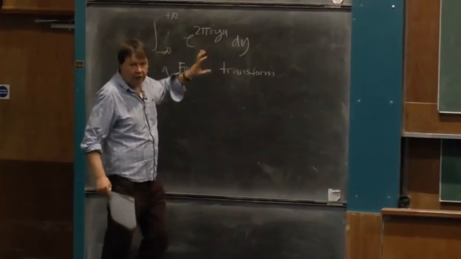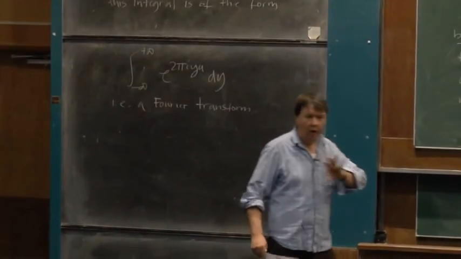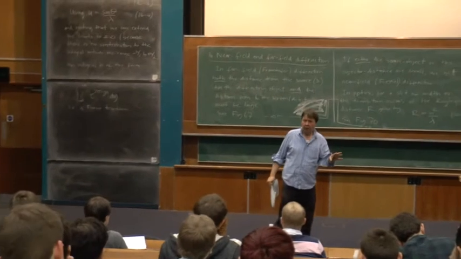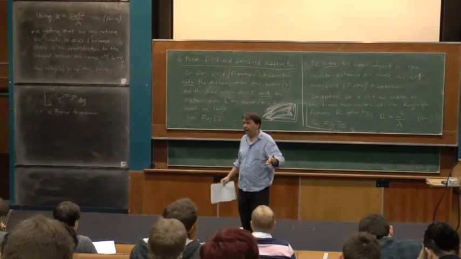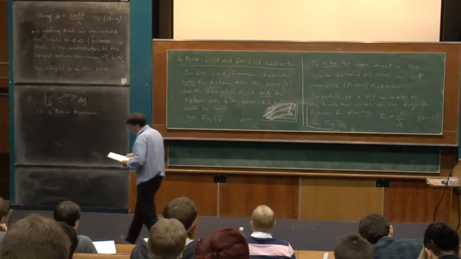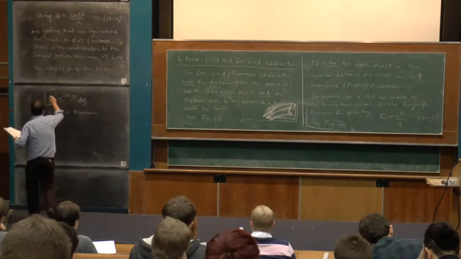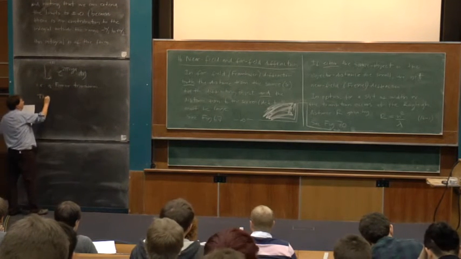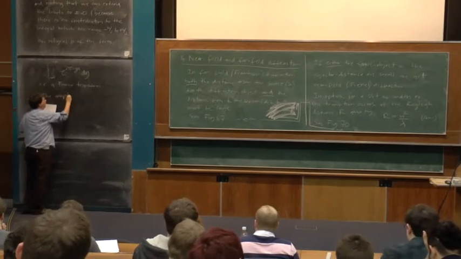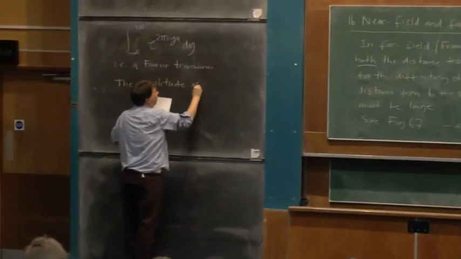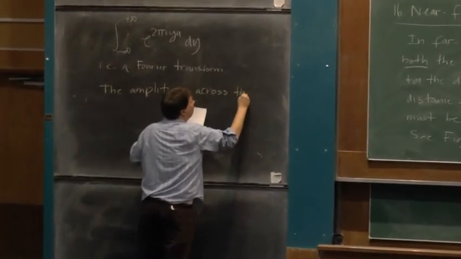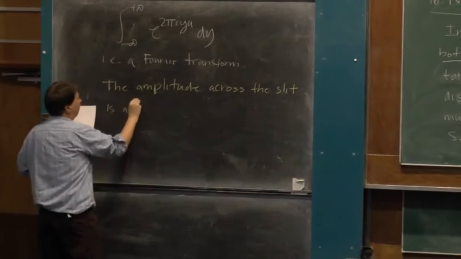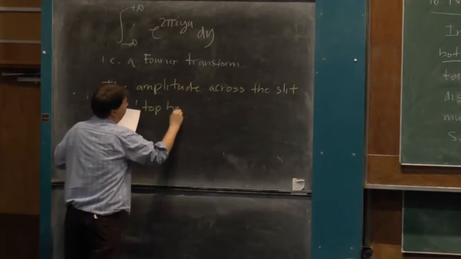And this result is general and reduces the whole of far field diffraction optics to Fourier transforms that you've been doing with Phil. And you've already done the Fourier transform of the top hat function, so I'm not going to waste too much time ploughing through the maths. So the amplitude across the slit is a top hat function. Obviously it gets its name from its shape.